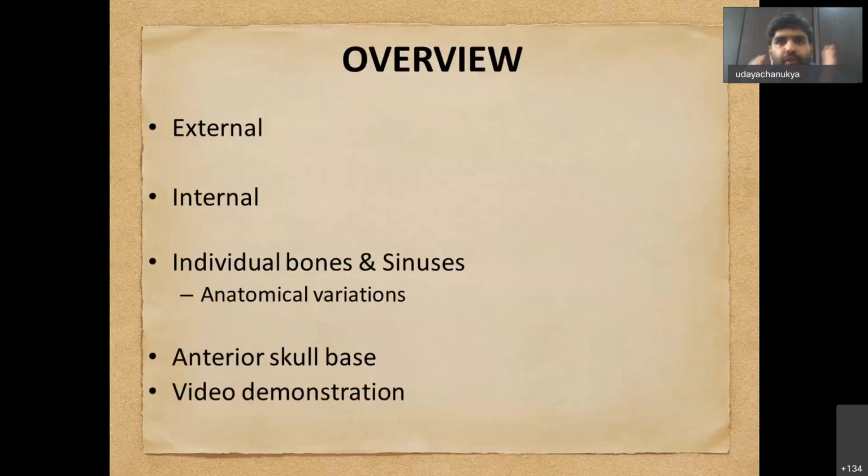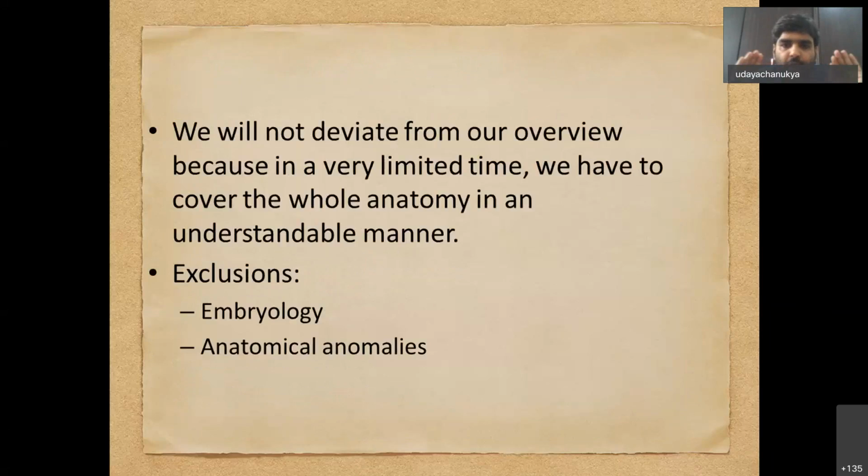Coming to the overview of this talk, we'll discuss the external part of the nose, the internal part of the nose, the individual bones and sinuses along with their anatomical variations, the very basics of the anterior skull base, and at the end, a small video demonstration of a cadaver dissection done by Dr. T.N. Janakram. We will not deviate from our overview, because in a very limited time we have to cover the whole anatomy in an understandable manner. The exclusions will be embryology and anatomical anomalies of the nose.